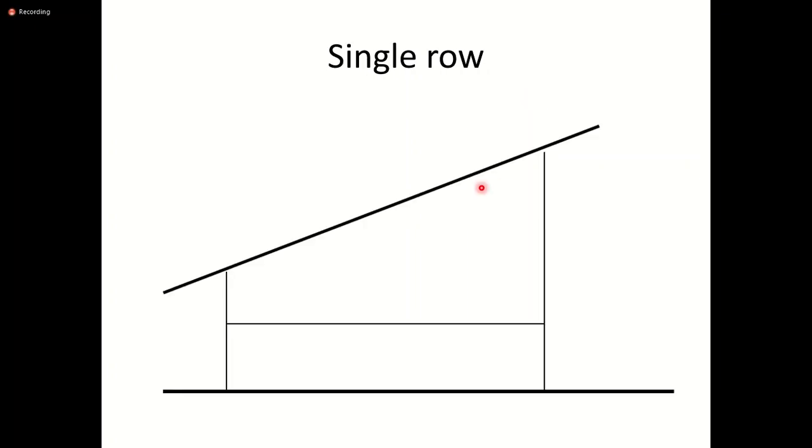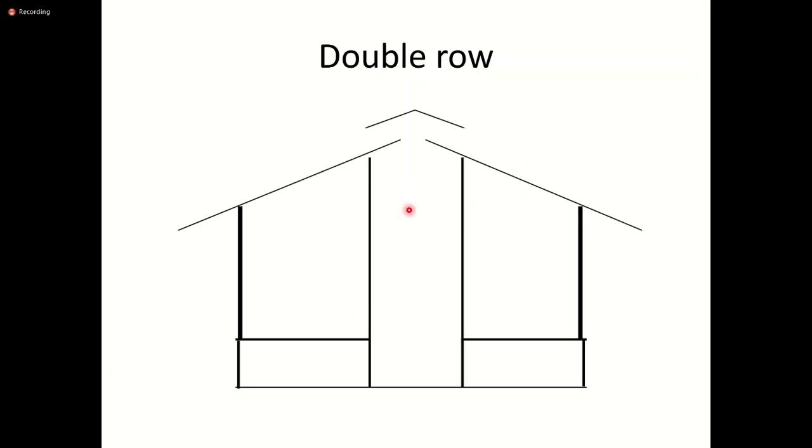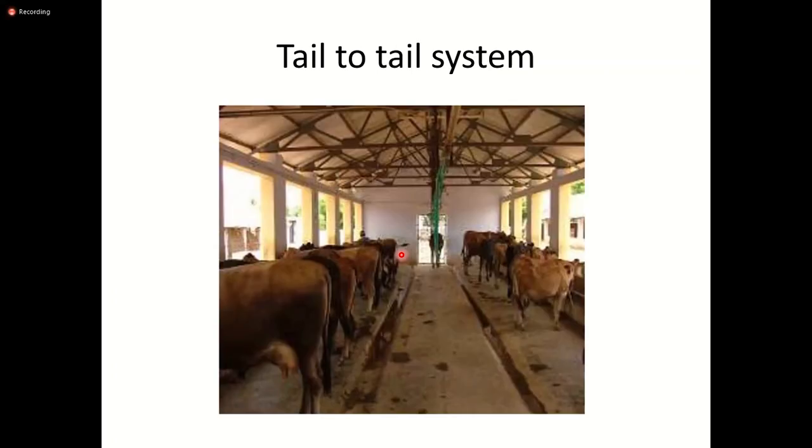It is like two single rows joined together. Here you can see two rows, right? Animals are kept over here, and animals are kept over here. This is called the central alley, the alley in the middle. Farmers, visitors, everyone walks through this alley. This is an example of such an arrangement.